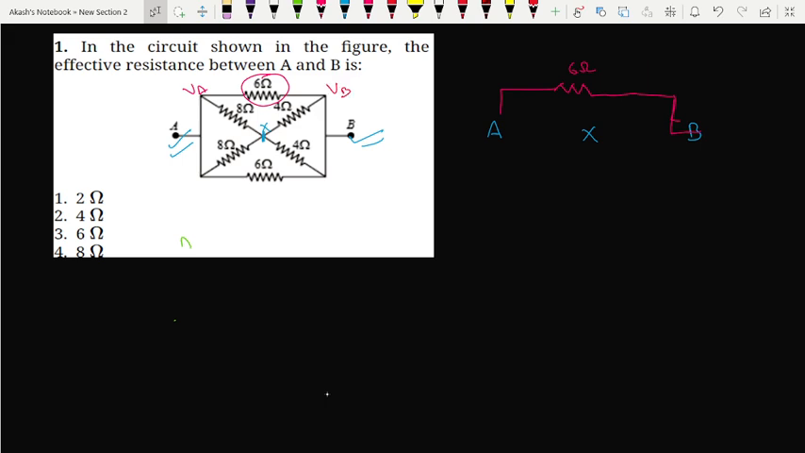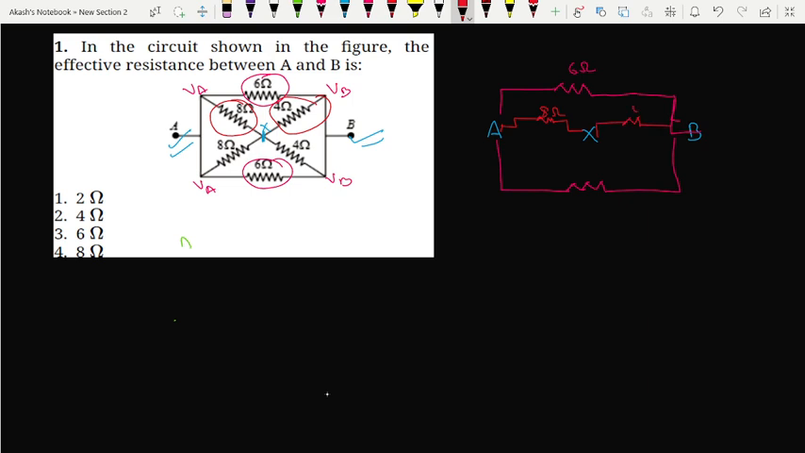Now coming to this 6 ohm. This 6 ohm is also between A and B. So now draw this 6 ohm. Now come to this 8 ohm. This 8 ohm is in between A and X. So let's draw 8 ohm. Now coming to this 4 ohm. This 4 ohm is in between X and B. Let's draw this 4 ohm.